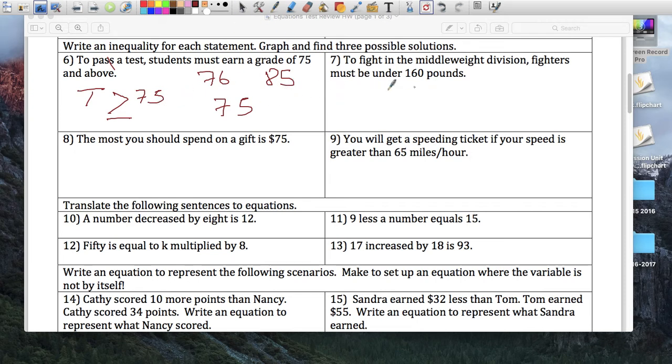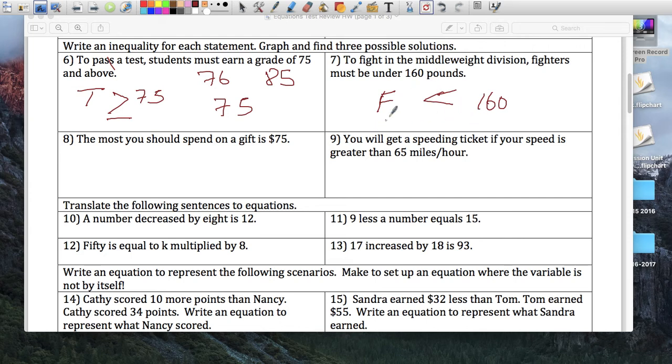To fight in the middleweight division, fighters must be under 160 pounds. I think this is wrong. I think you have to be a little bit heavier, because 160 pounds looks a little bit too light for a middleweight division. But nevertheless, let's assume that's true. So, in order for you to fight in the middleweight division, for fighters, what do you have to be compared to 160? You have to be under 160, so you have to be less. So your weight as a fighter has to be what compared to 160? Less than 160.